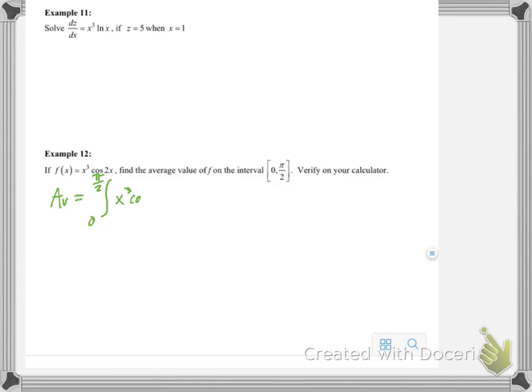So here we are, 0 to pi over 2. Here's our function, and then we want to divide it by the difference between our upper bound and lower bound, that b minus a piece. So let's work through that. Dividing by pi over 2 is the same as multiplying by 2 over pi. So there you go. There's going to be our average value.